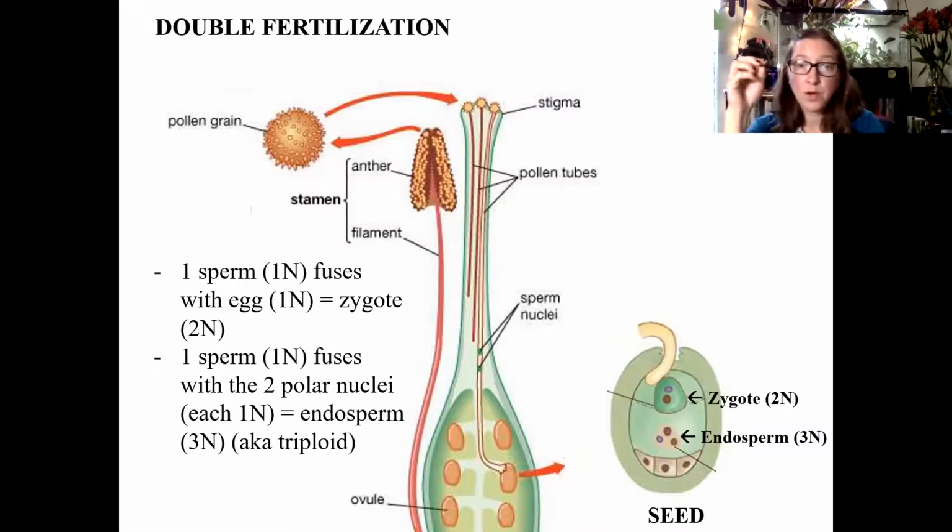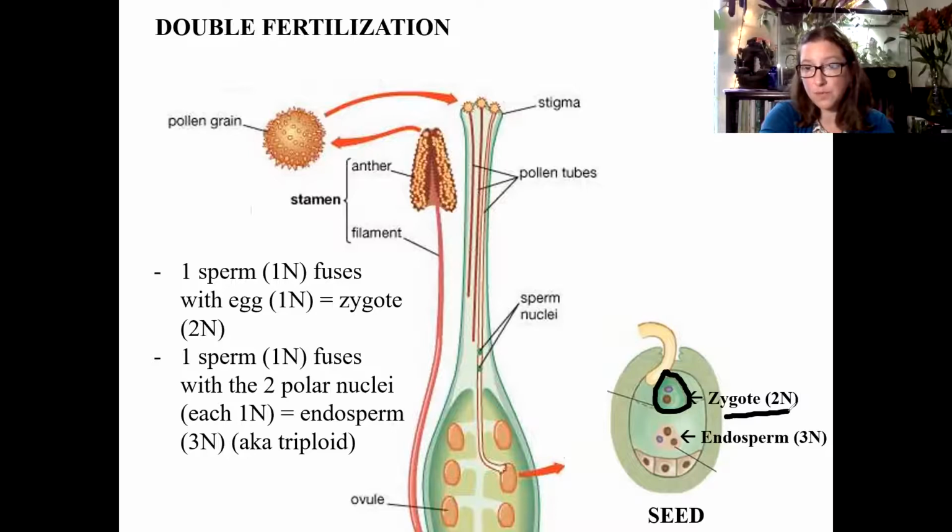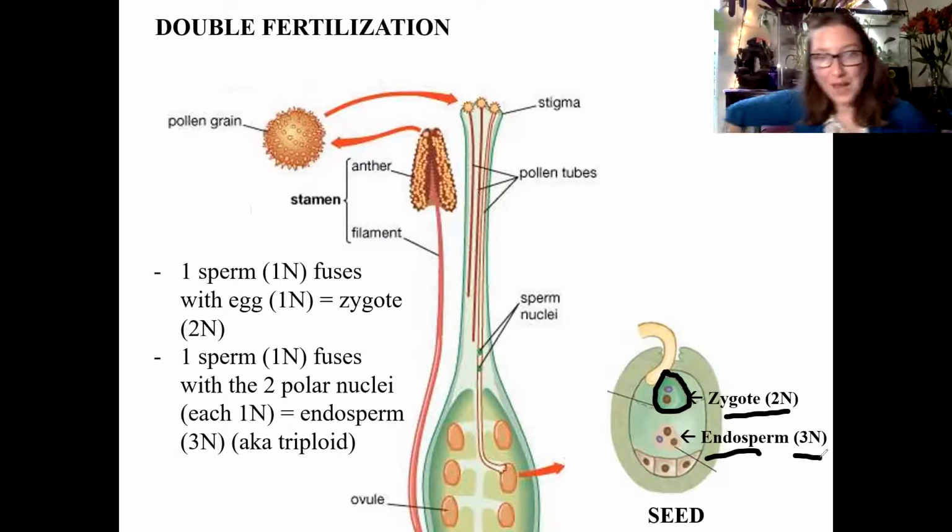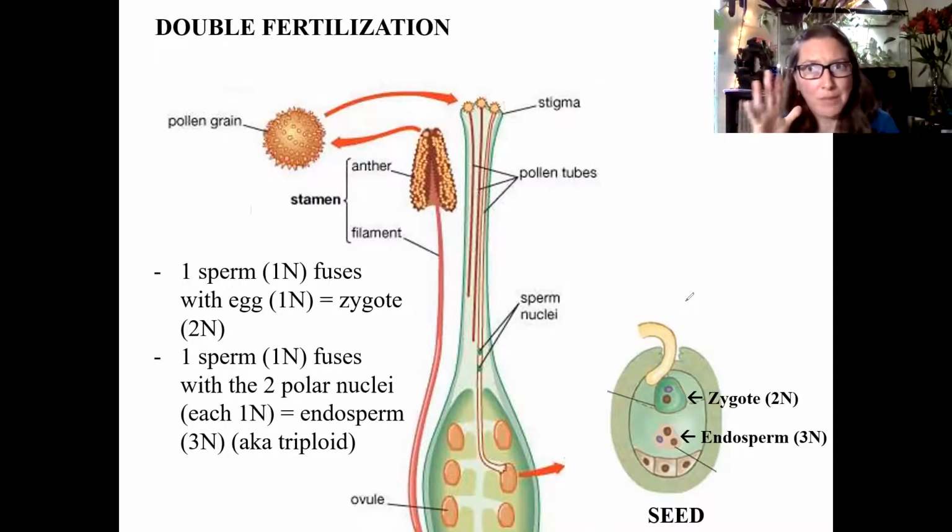So 1 sperm fuses with egg, shown here. There's a sperm and egg fused to make your 2N zygote, right? Which we're used to already. Sperm plus egg equals 2N zygote. The other sperm is going to fuse with those polar nuclei to make what's called endosperm, which is 3N. This is a new thing, triploid, 3N. And even though words like endosperm and triploid and polar nuclei may seem scary, what it actually is is not scary.